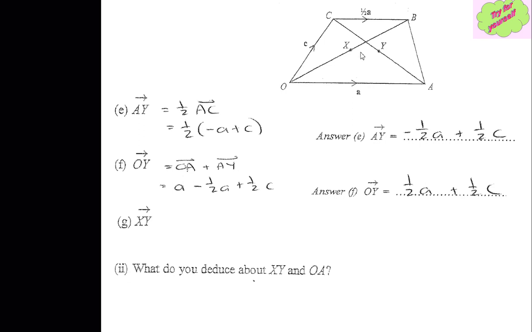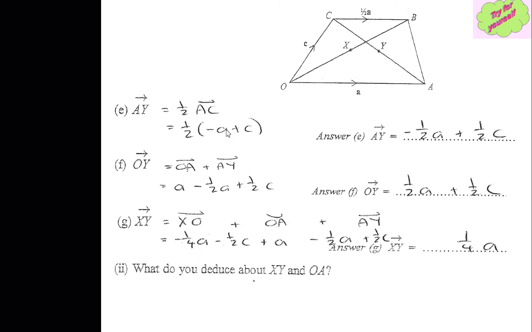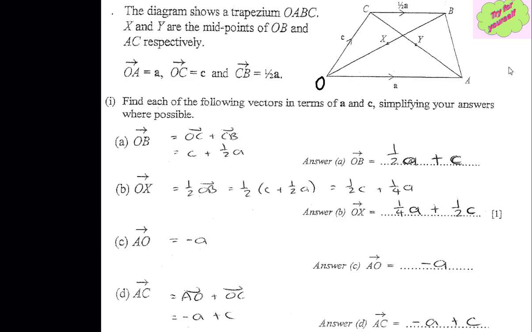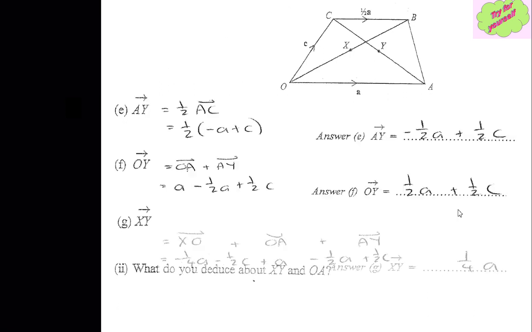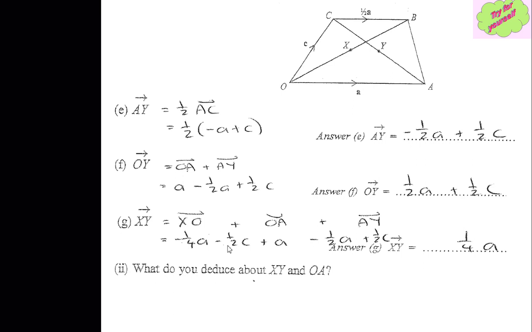XY. Goodness gracious me, what's the best way to do it? There are different ways you could do it. I chose to go XO plus OA plus AY. XO, from the previous slide, is just a reverse of OX. So that's why we've got minus a quarter A minus a half C, plus OA, which is just A, plus AY. And AY is negative a half A plus a half C.